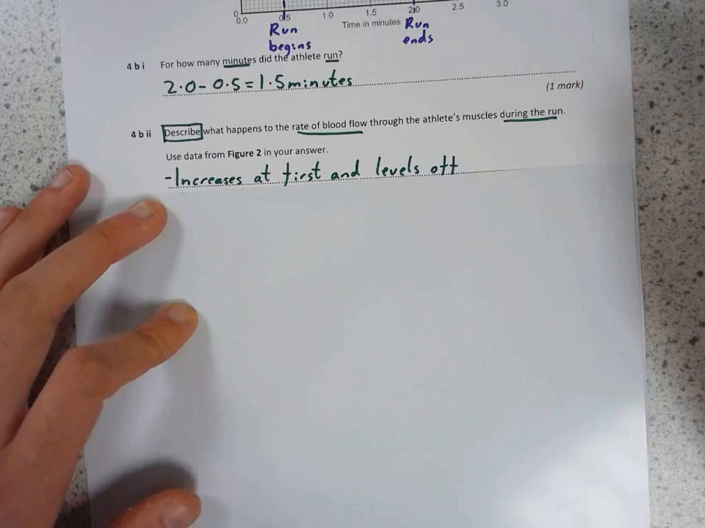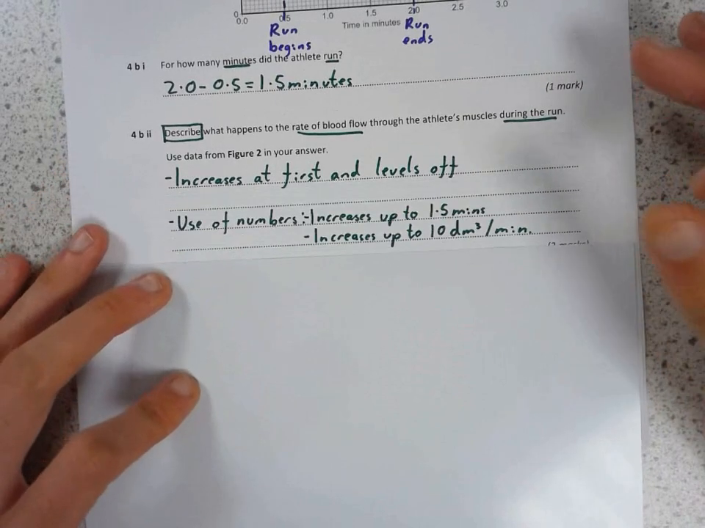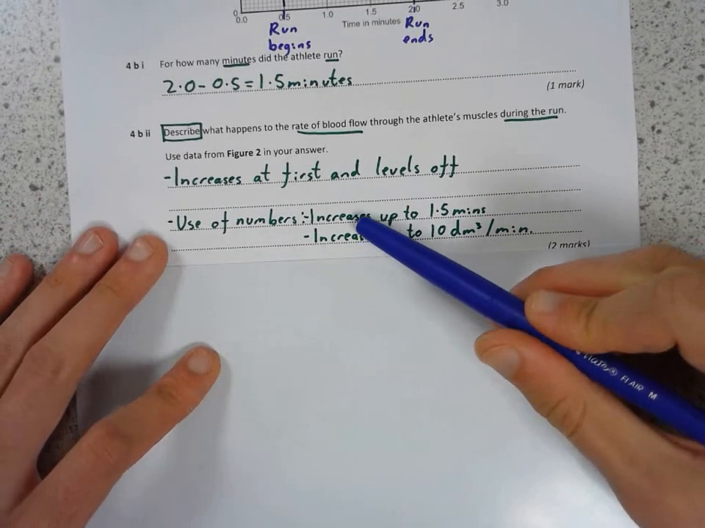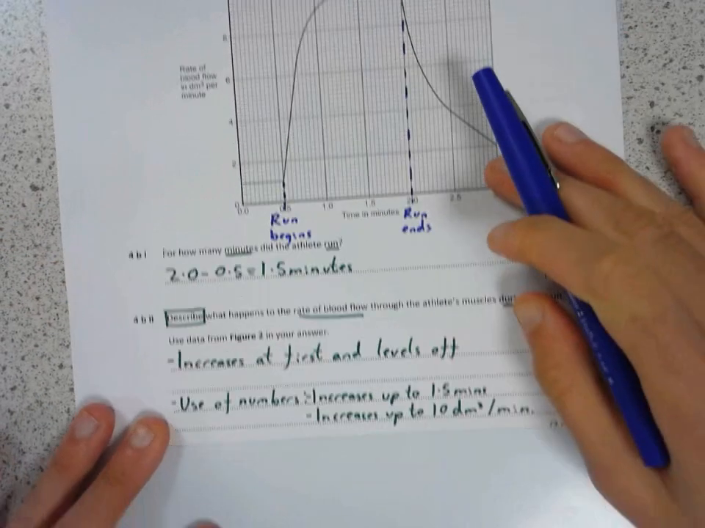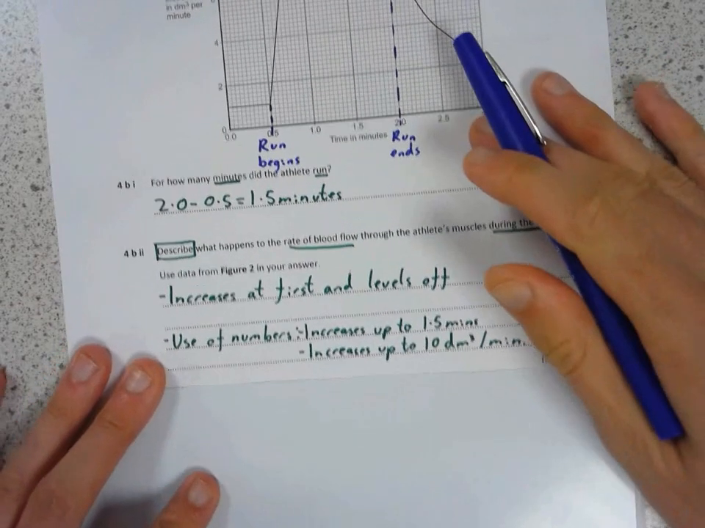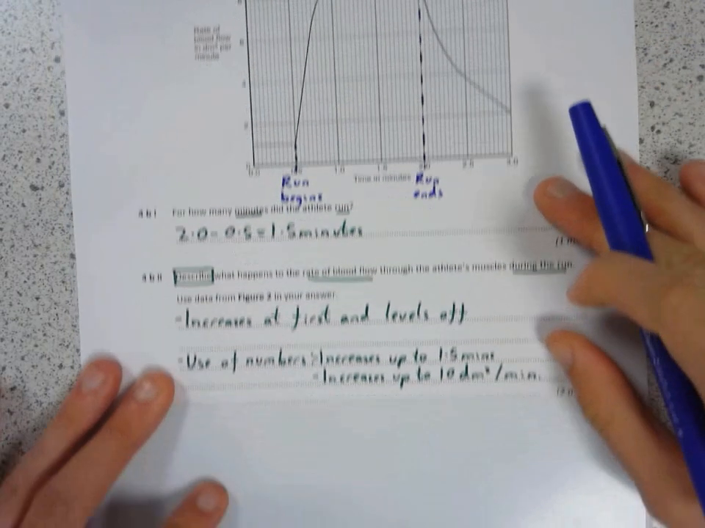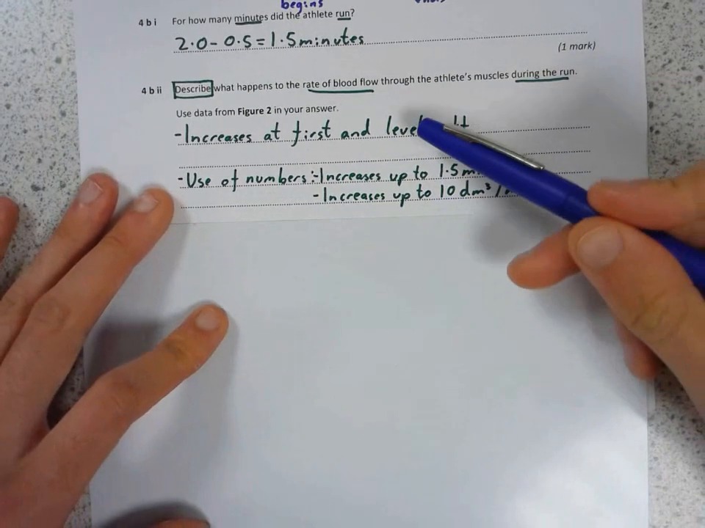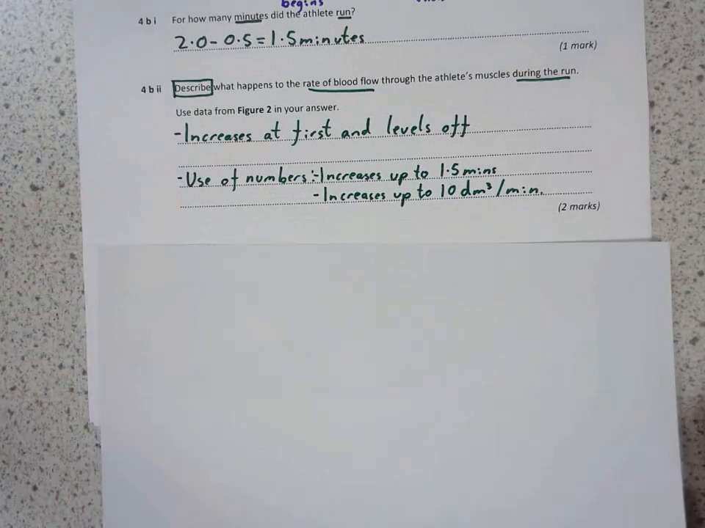You get your 2nd mark if you use some sensible pieces of data to back up your point. So for example, you could say that it increases up until about 1.5 minutes and then levels off, or you could say it increases up to 10 decimeters cubed per minute and then levels off. So using data as well as that first point for both of our marks on that question.